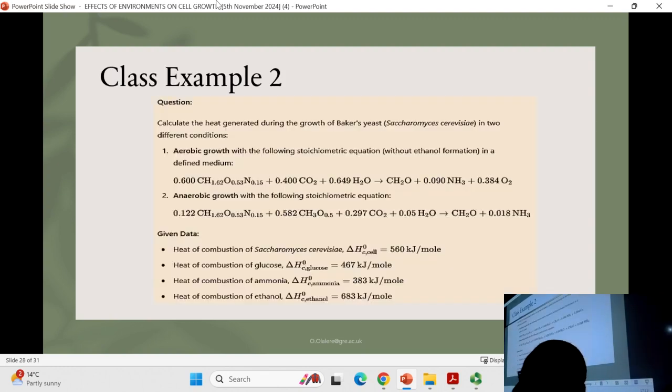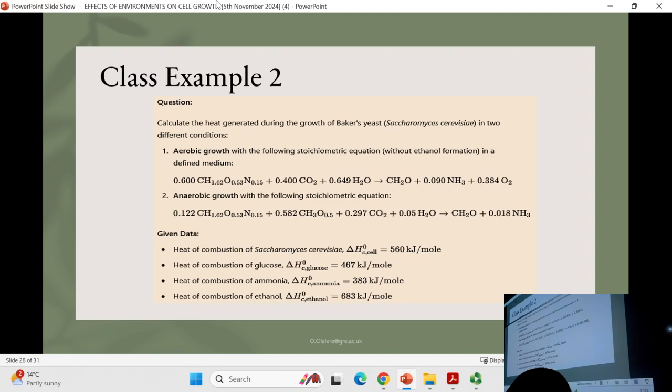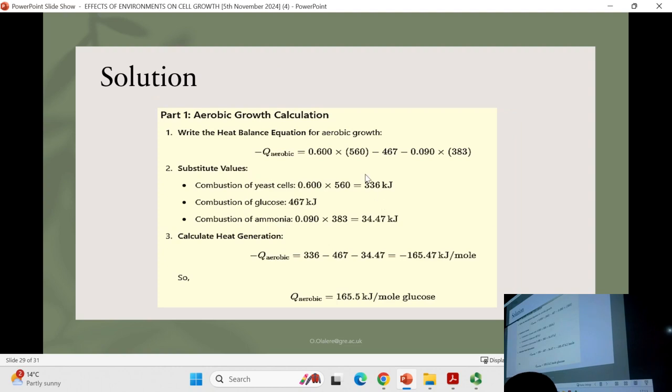Okay, let's look at this. Input is what? The first one, the first equation, that's 0.6, right? Then, what is the heat of combustion of this? The heat of combustion is 560, right? So 560 multiplied by what? If I were you, I'll put the one under this one here. So that is 0.6 multiplied by 560, right? Is that clear?